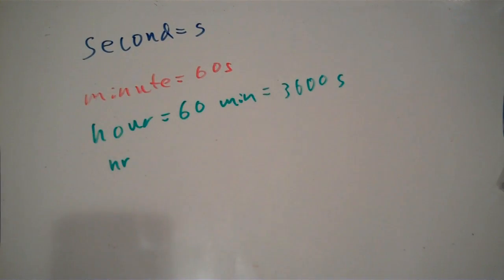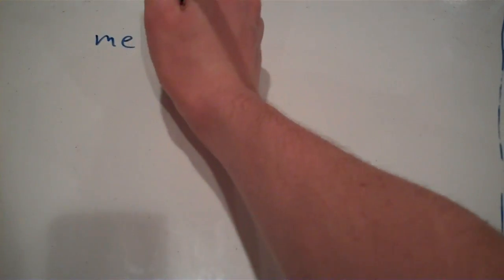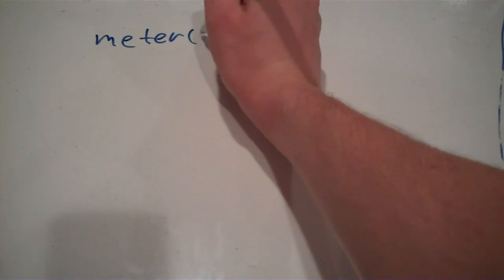Now, you've of course heard of this. In fact, as far as I know, time is only measured in seconds and its constituents. So, you should be familiar with this. Now, the next thing that I'm going to talk about that the metric system measures is length. And length is measured in meters, abbreviated M.